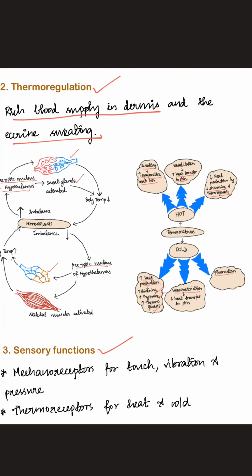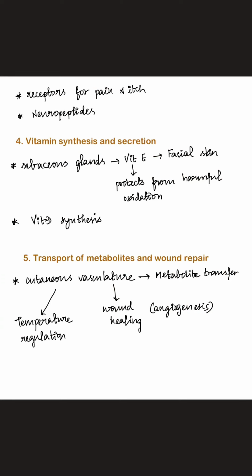So next is the sensory function. The skin also has mechanoreceptors for touch, vibration and pressure, and thermoreceptors for heat. The skin also contains receptors for pain and itch, and also neuropeptides.